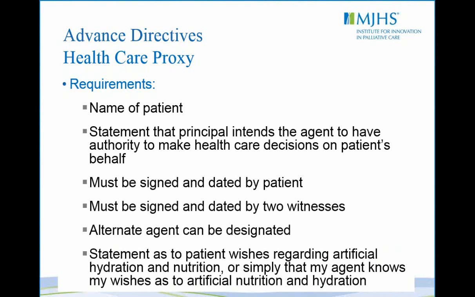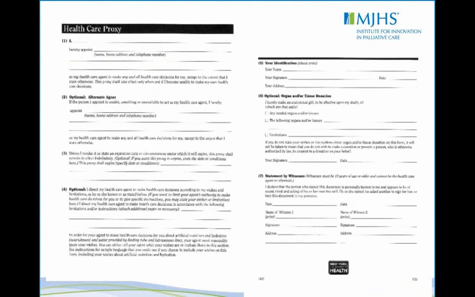An alternate agent can be designated. If we want to have 2 agents, we can do that. And a statement of the patient's wishes regarding artificial hydration: you may want to add that, but it's not necessary. Suffice to say that my agent knows my wishes on artificial hydration and nutrition. As you know, artificial hydration and nutrition is always the most difficult decision to make, to withhold or withdraw.